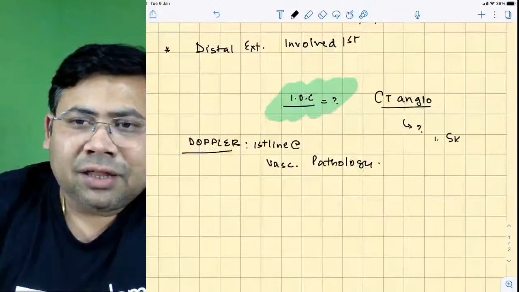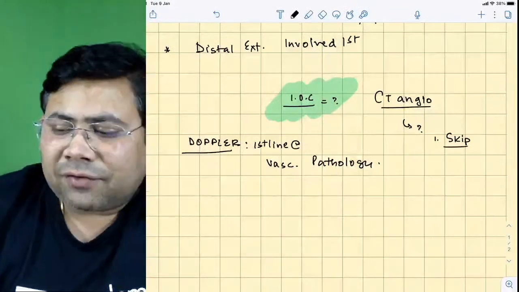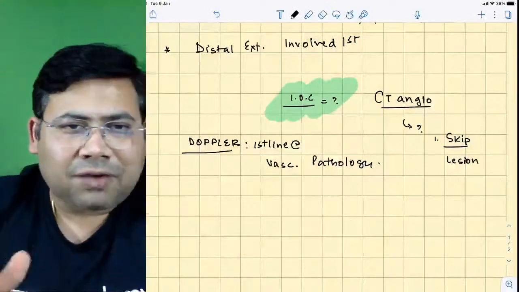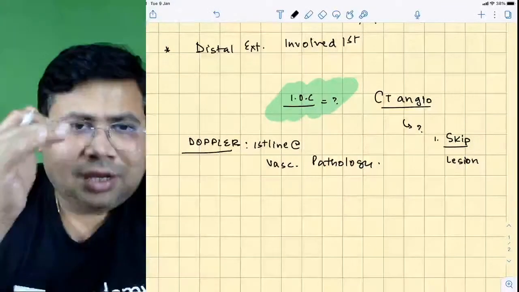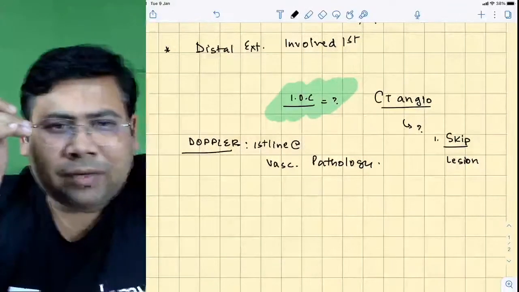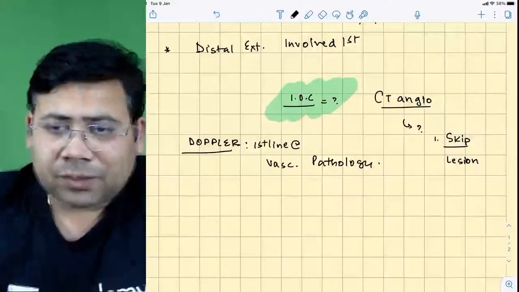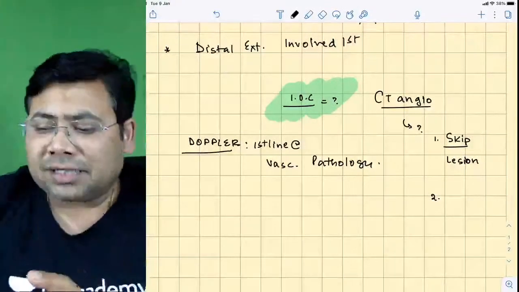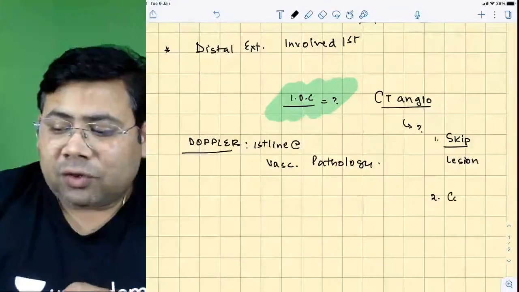Because on CT angio, we want to see the following important things. What is the first thing? It is associated with skip lesions. Do you know this is the worst thing that we can see in the vascular system? Skip lesions, and that is why bypass cannot be done. So skip lesion is point number one. The second important point that you should be knowing is that it is associated with collateralization.